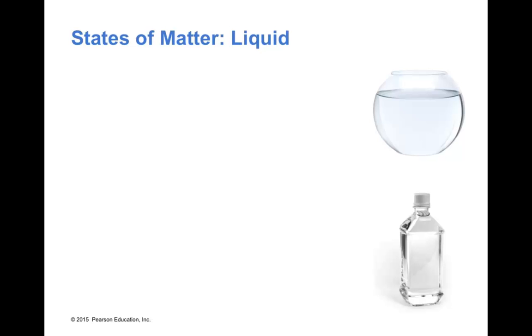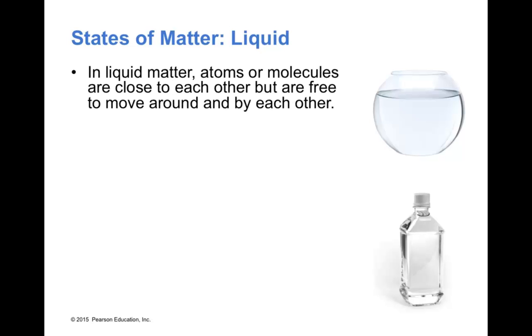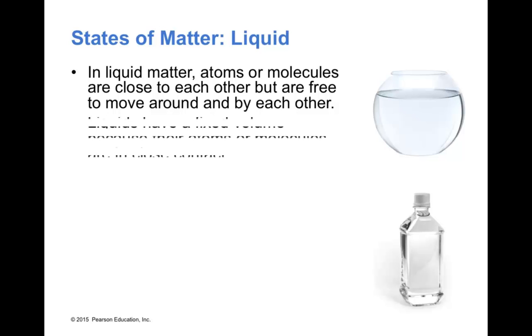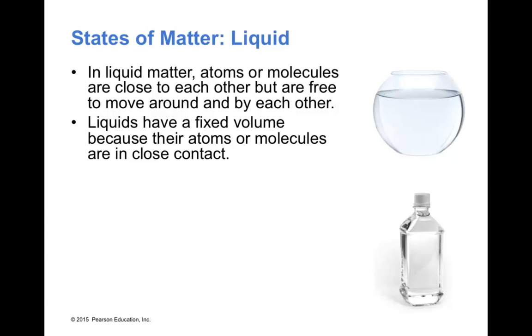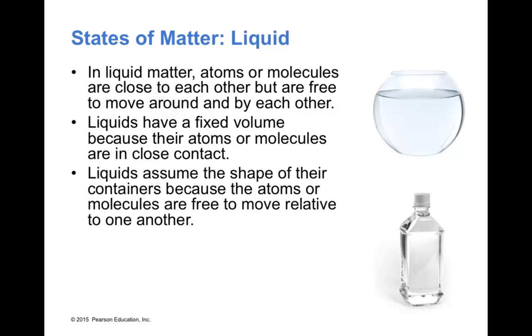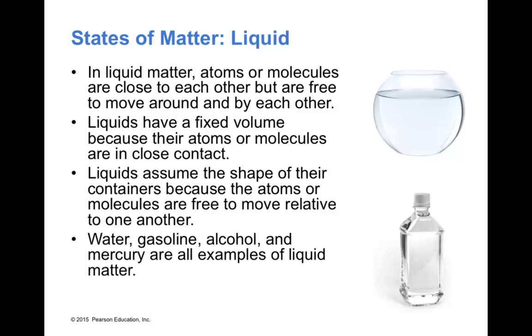Now let's talk about the liquid. In liquid matter, atoms or molecules are close to each other but are free to move around and by each other. Liquids have a fixed volume because their atoms or molecules are in close contact. The liquids assume the shape of their containers because the atoms or molecules are free to move relative to one another. Water, gasoline, alcohol, and mercury are all examples of liquid matter.